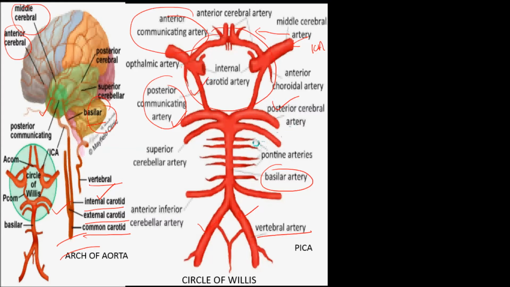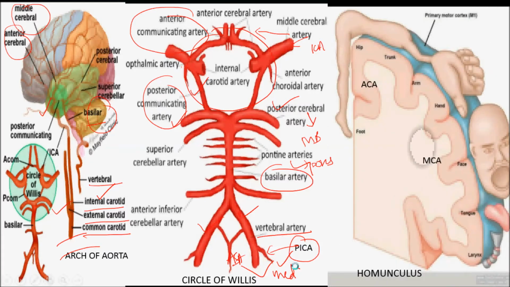The circle of Willis also helps us to understand the blood supply of the brainstem. The posterior cerebral artery is the main supply to the midbrain, whereas the pontine arteries, as the name says, are the main blood supply of the pons, whereas the PICA, the posterior inferior cerebellar artery, and the anterior spinal artery, these two are the main blood supply of the medulla part of the brainstem.